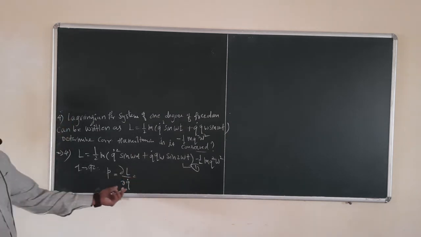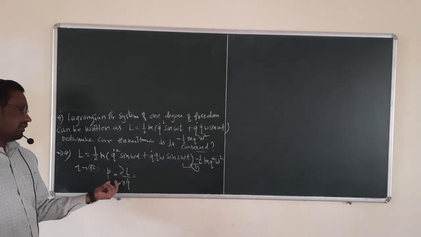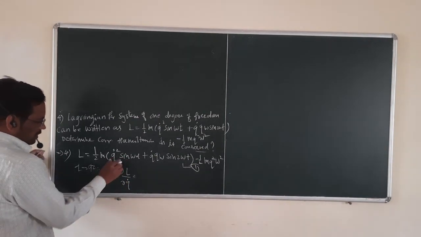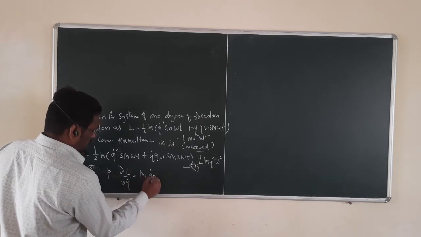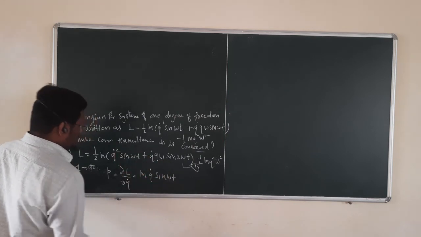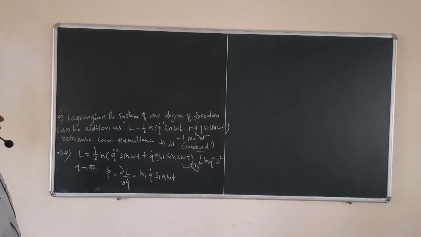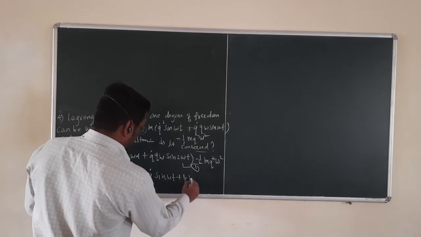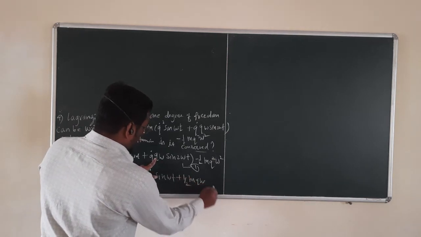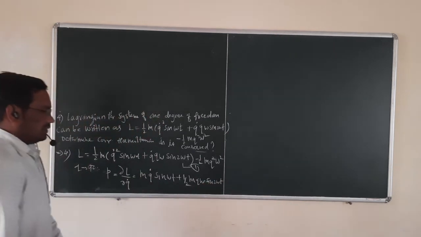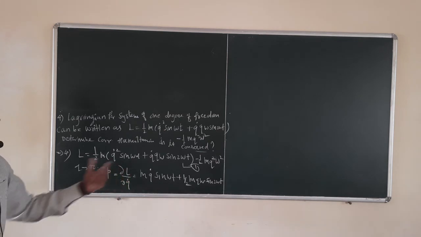So p is equal to the partial derivative of this with respect to q dot. The derivative of the first term with respect to q dot becomes m q dot sine omega t, and the derivative of the second term with respect to q dot gives plus 1 half m q omega sine 2 omega t. So this is the derivative with respect to q dot.